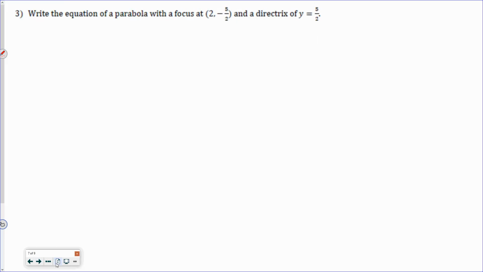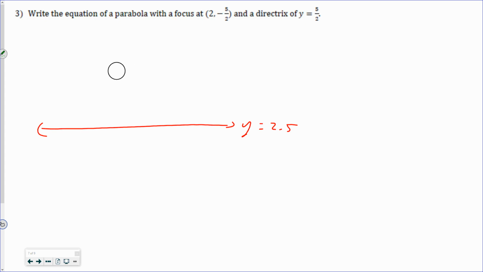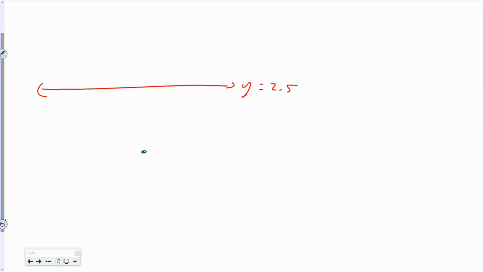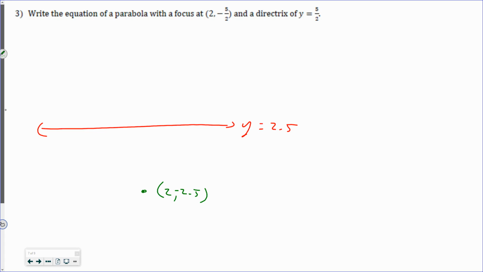All right, this one: write the equation of a parabola with a focus (2, negative 5 over 2) and a directrix of y equals 5 over 2. So if y equals 5 over 2, let's draw that. That's just 2.5, right? A focus of (2, negative 5 over 2), so down here, (2, negative 2.5). And now you figure out the equation of the parabola.